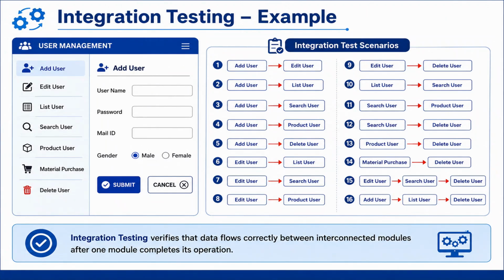After that, the second flow: edit user and list user, edit user and search user, edit user and product user, edit user and material purchase, edit user and delete user. So we have different flows like this. Integration testing verifies the data flow correctly between the integrated modules after one module completes its operation. If you want to do integration testing, we require two modules. With one module, we can't do integration testing, but with one module we can do functional testing.